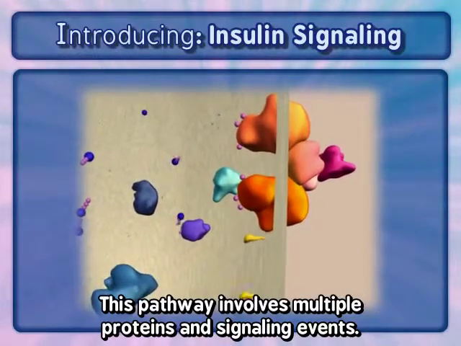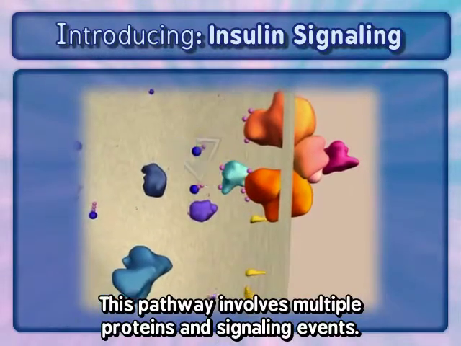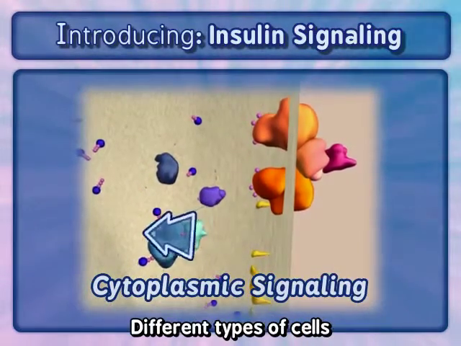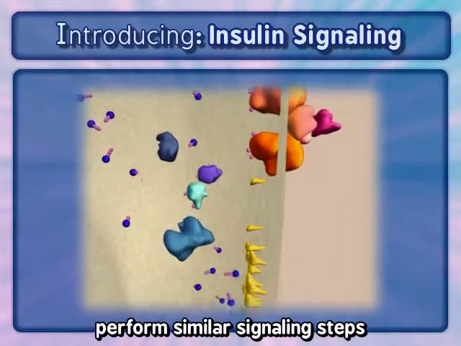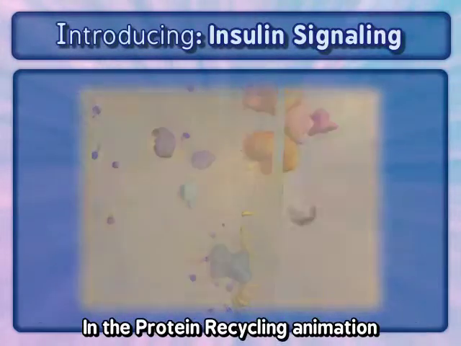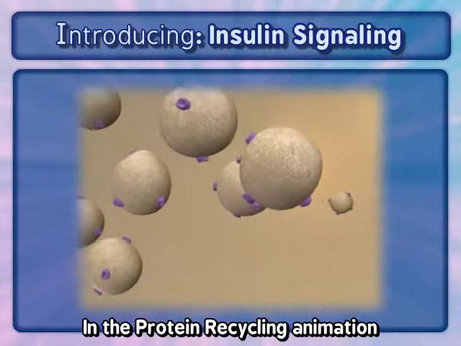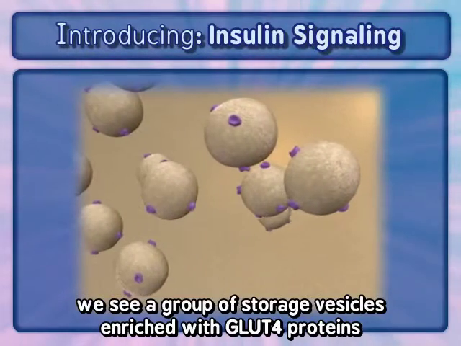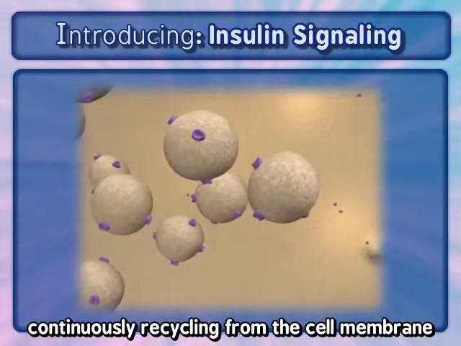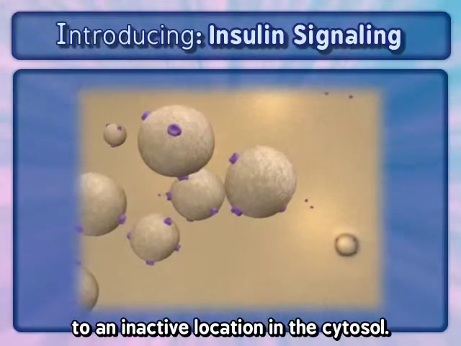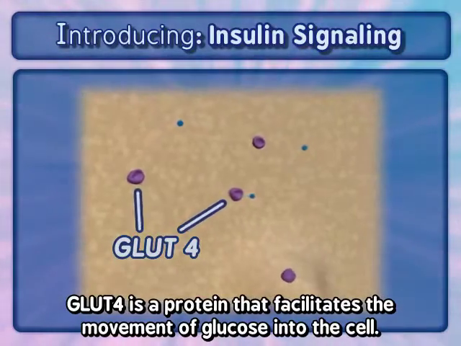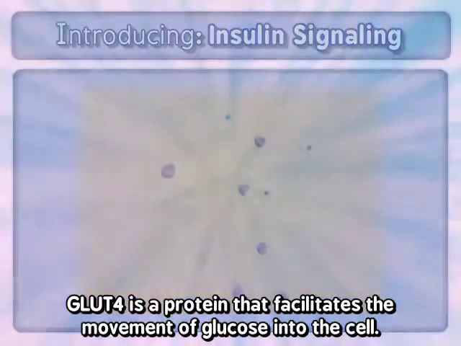This pathway involves multiple proteins and signaling events. This is termed cytoplasmic signaling. Different types of cells perform similar signaling steps in response to changes in their environment. In the protein recycling animation, we see a group of storage vesicles enriched with GLUT4 proteins continuously recycling from the cell membrane to an inactive location in the cytosol. GLUT4 is a protein that facilitates the movement of glucose into the cell.